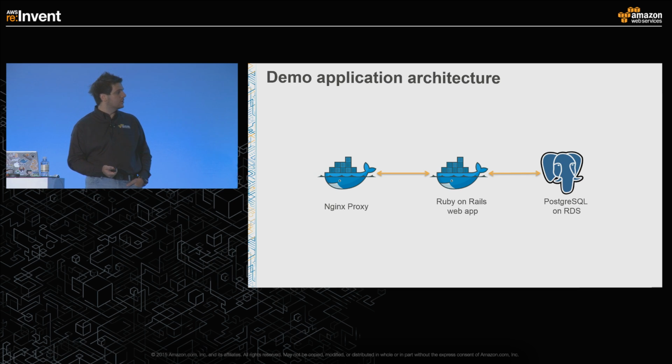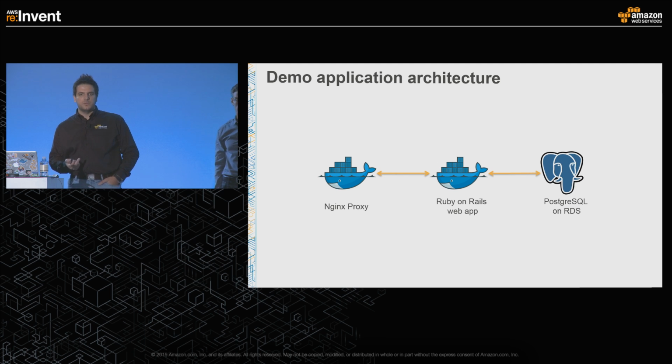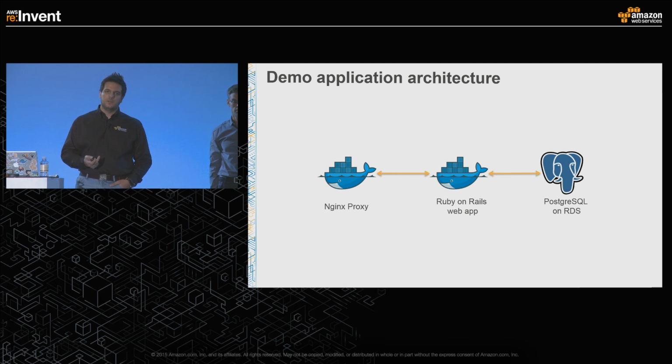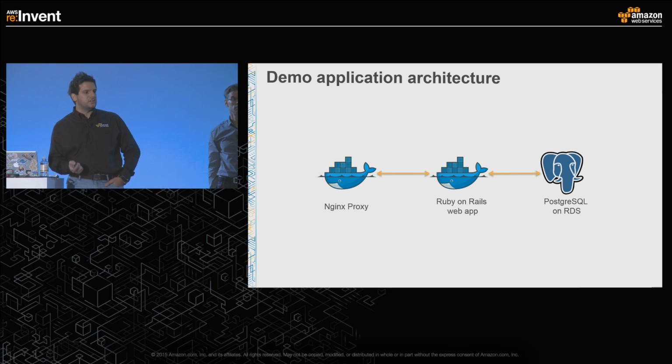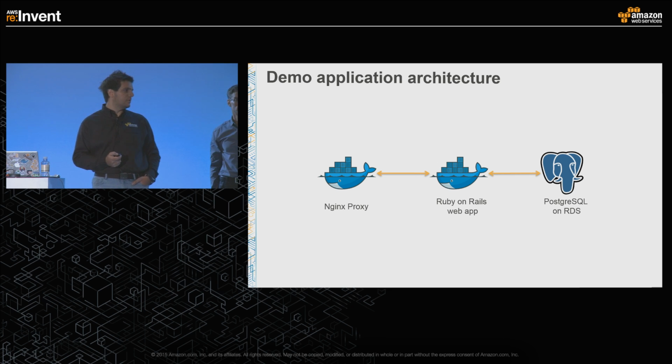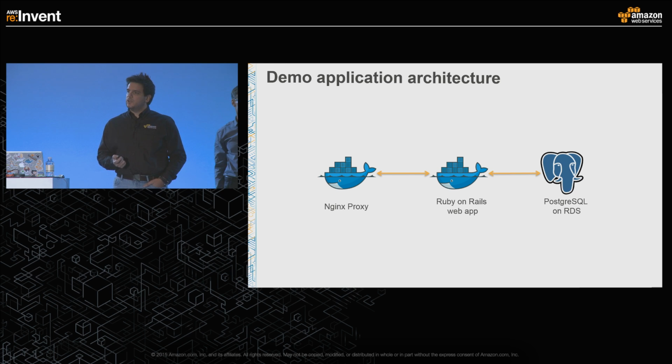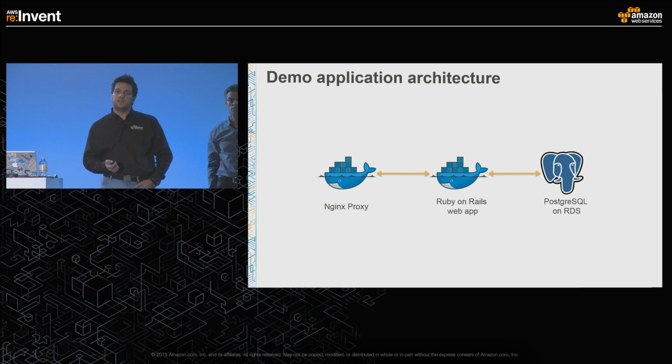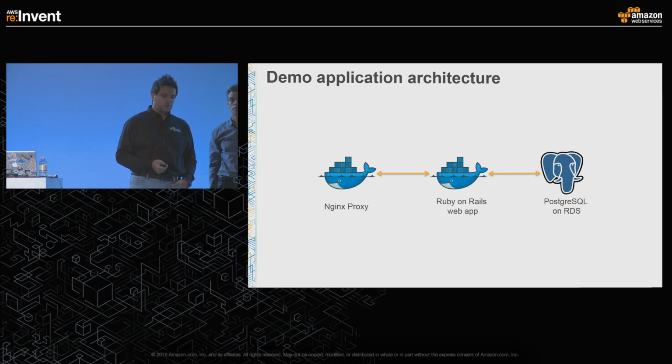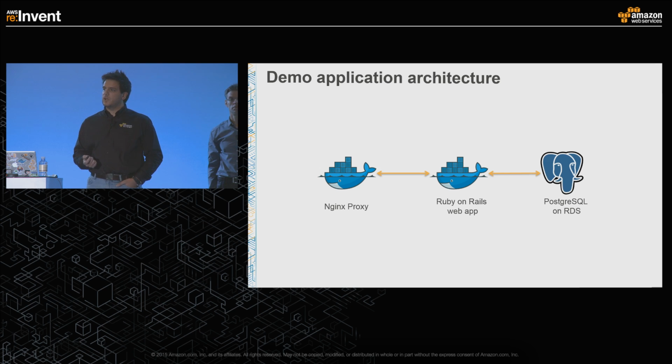As I mentioned earlier, we have a couple of demos along the way. We're going to be using a very simple Ruby on Rails application. It's an Instagram clone, so you should all be familiar with what it does. That application is fronted by an Nginx proxy, and these two components will be running in Docker containers. We'll also be using a PostgreSQL database, and we'll be running that on Amazon RDS.